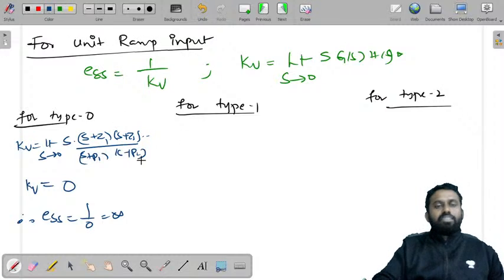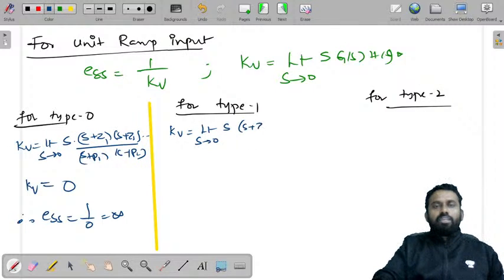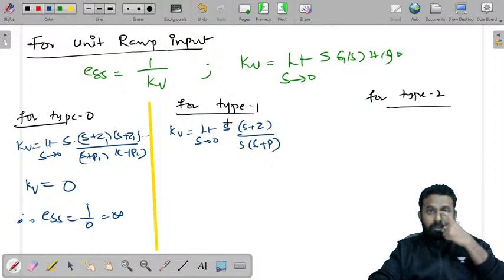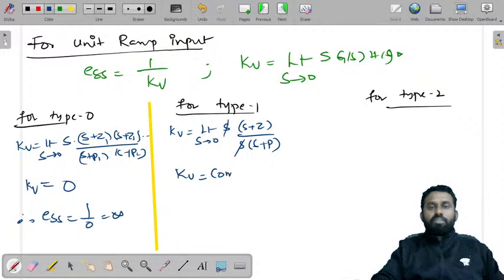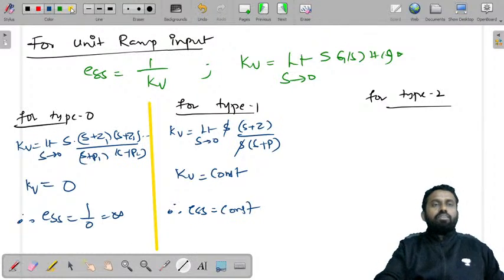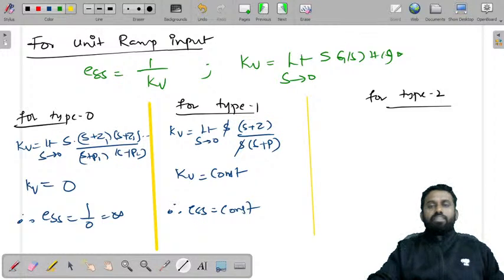Similarly, let's try to write the next one. Now, what is it for type 1? Kv is equal to limit s tends to 0, s into (s plus z) by s into (s plus p). Type 1, I can cancel these two. So Kv is a constant value. Therefore, ESS is equal to 1 by Kv, which is also a constant value. Fine. Now, let's look at the third part.